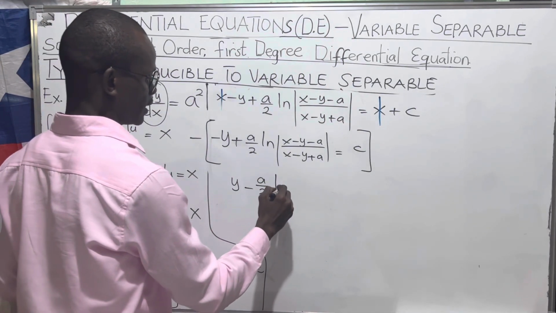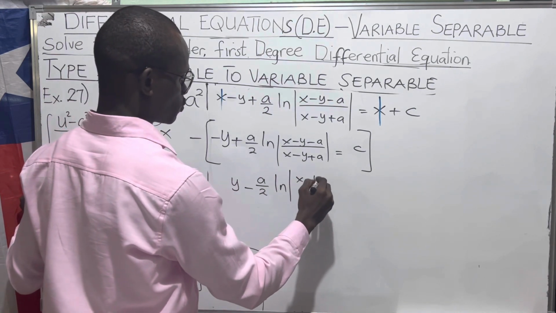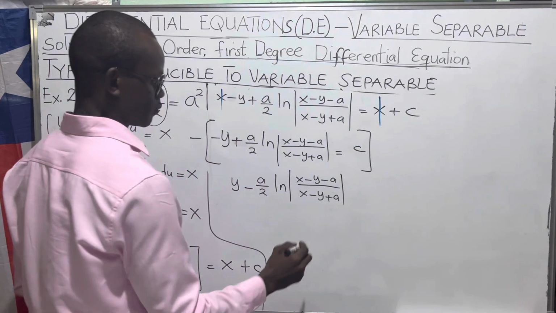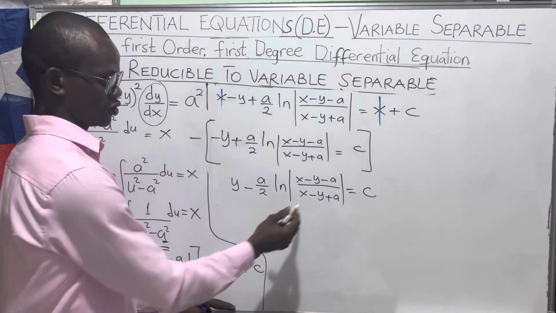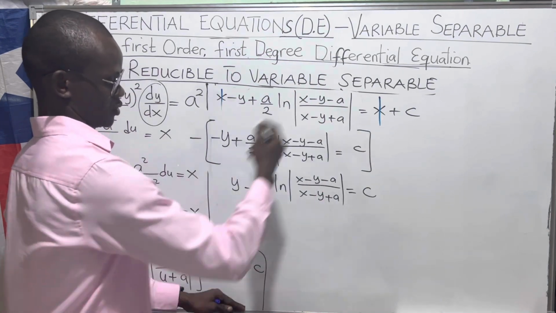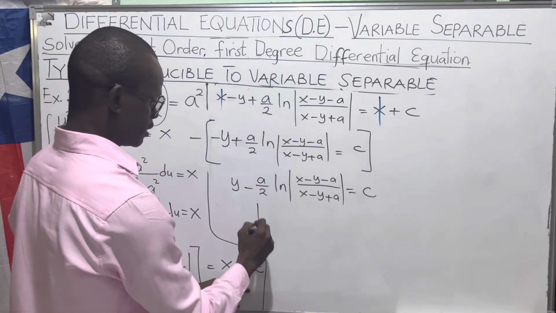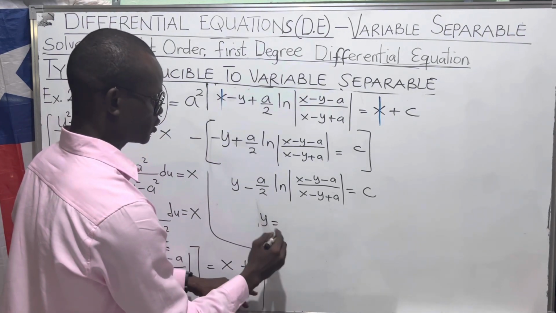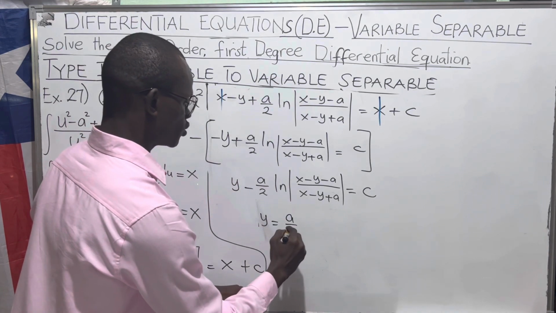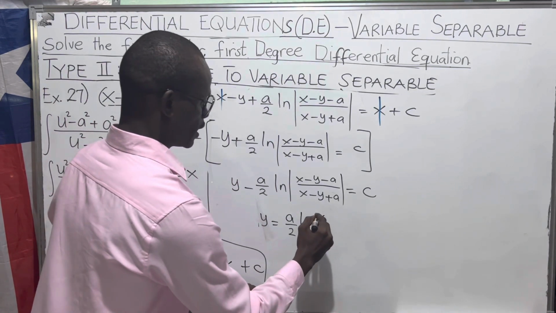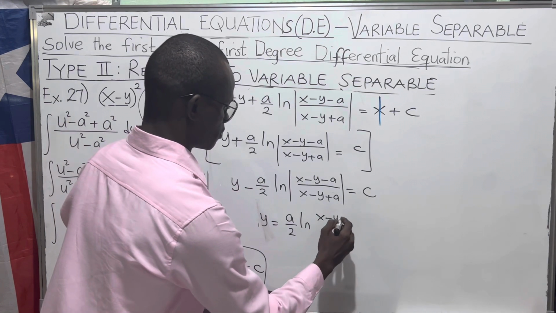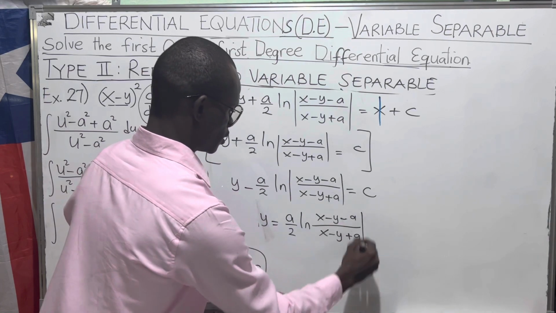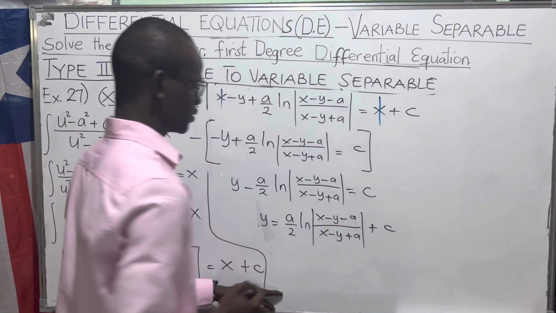Now, if we multiply this entire thing by negative, we will have positive y minus a over 2, the ln of x minus y minus a all over x minus y plus a, all equals to c. So if we send this entire thing across, we will have y now to be equals to positive a over 2 ln of x minus y minus a all over x minus y plus a, plus some arbitrary constant c.